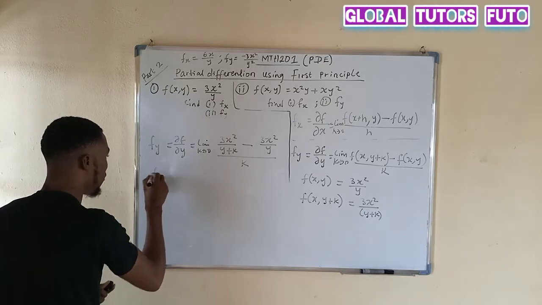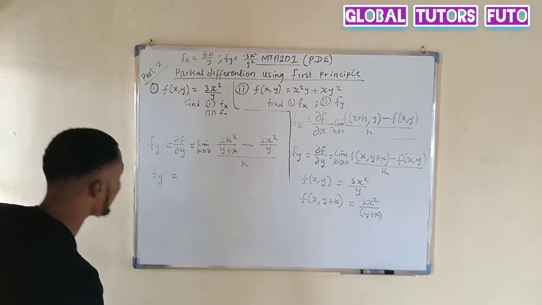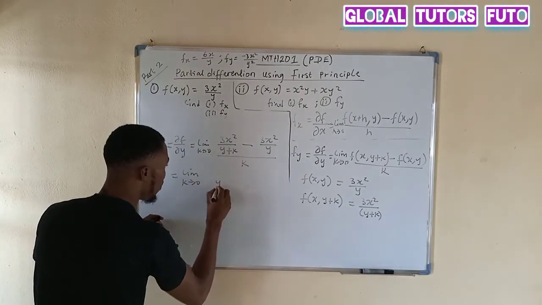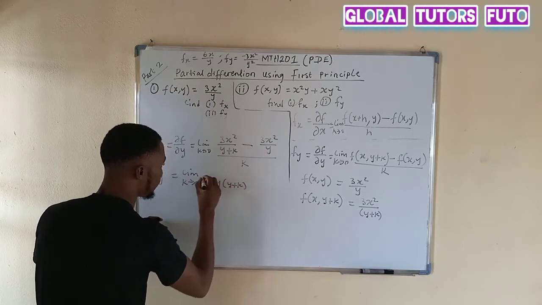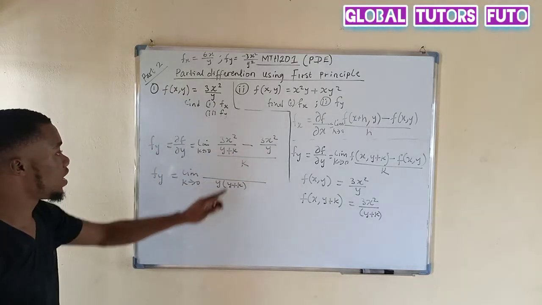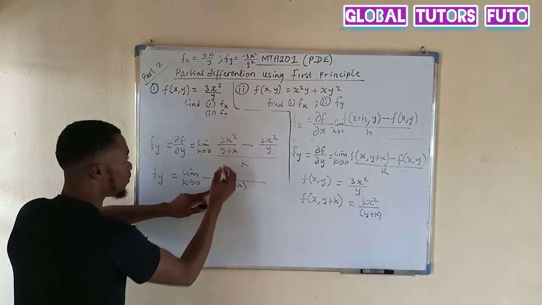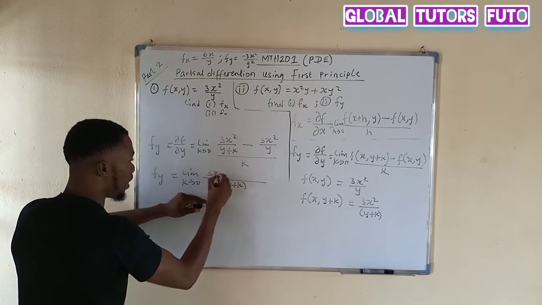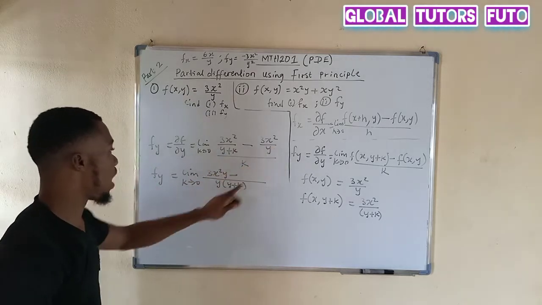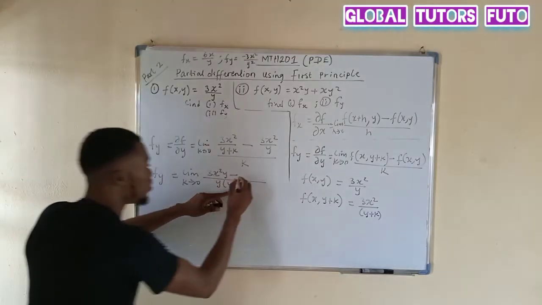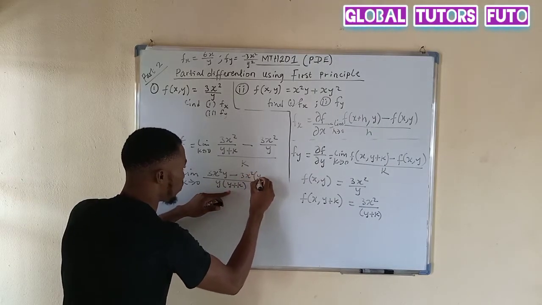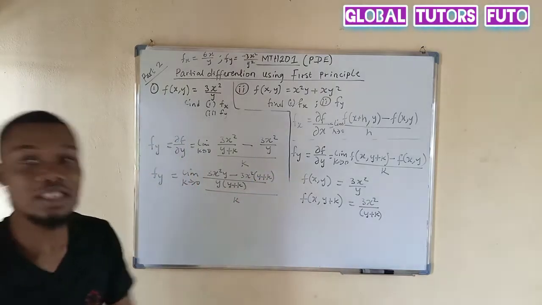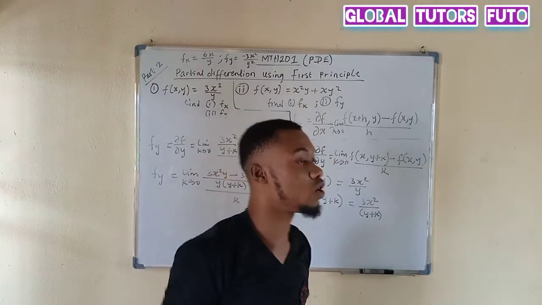So our f sub y will now be equal to the limit as k goes to 0, and our LCM here will be y bracket y plus k. So y plus k goes here and will give us y, and here we are left with y plus k. So y times this gives us 3x squared y, minus, when y goes here it gives y plus k, so we have 3x squared bracket y plus k. So everything will now be over k. We simplify. This is what you already know.